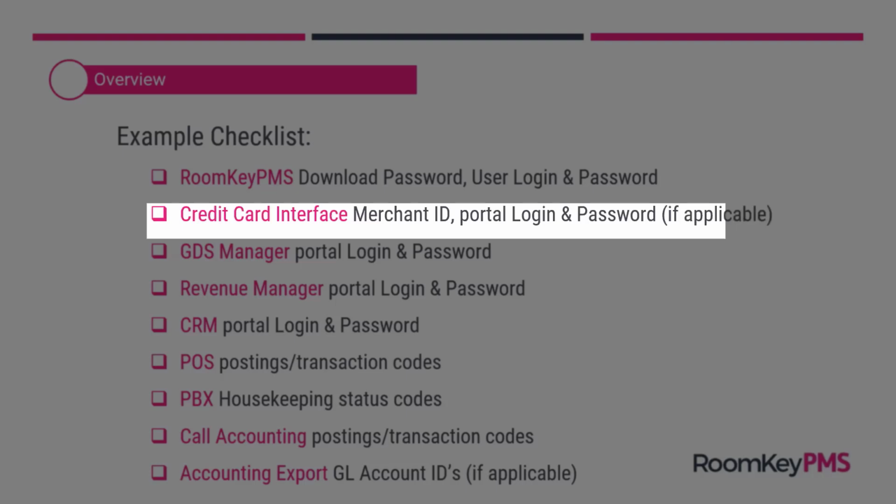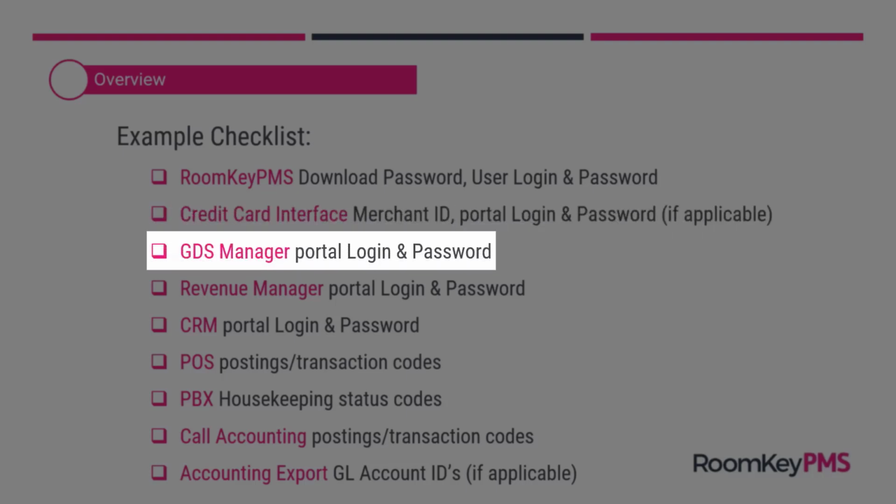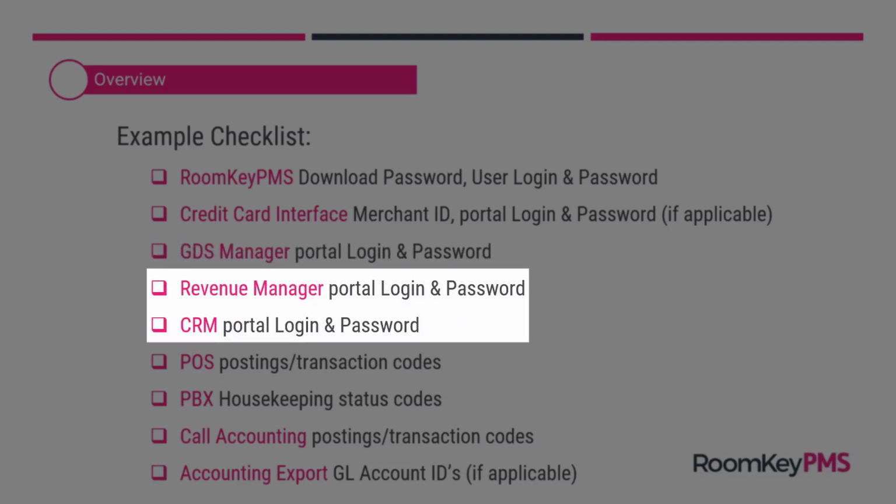If you're using any GDS connections, that could be including direct connects with Expedia, Booking.com. It could also mean a channel manager like SiteMinder or any form of GDS connected portals. You need to have access to the portal. So that would be the web access to the portal or the login site. And you need to have your login and password. Likewise, if you're using any of those revenue managers or CRMs, you do need to have portal access and your login name and password for those tools on the web.